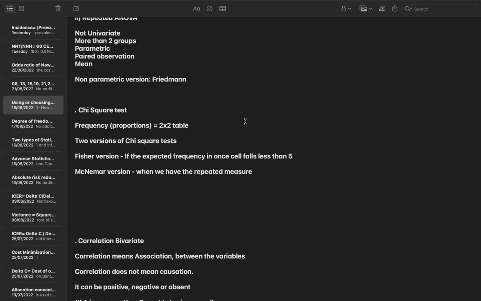Obviously, in a 2x2 table, for example, we have 4 cells, and if in one of those 4 cells we have a value less than 5, then we would use the Fisher version of the chi-square test. We have another version of the chi-square test, which is the McNemar version. The McNemar version is exactly like a chi-square test, but it is used when we are repeating our measures. For example, if we are using the chi-square test two times in the same person, then it would be called the McNemar version.